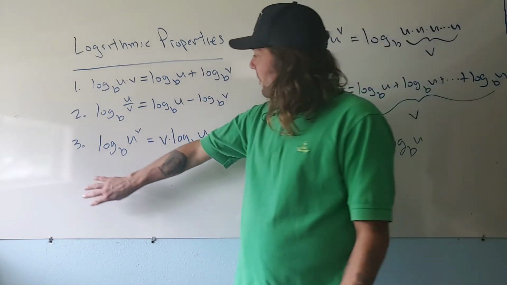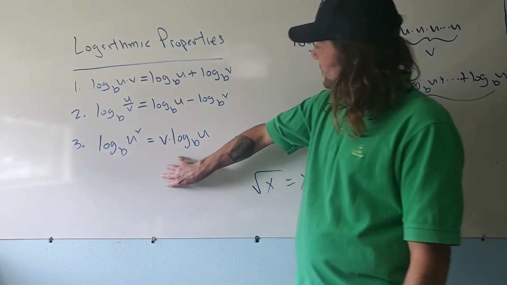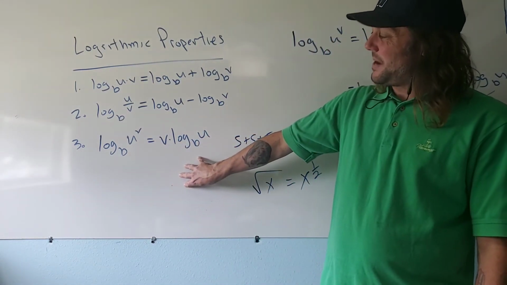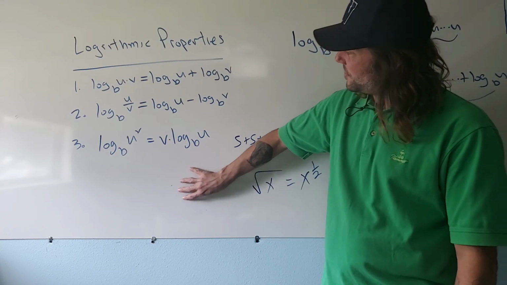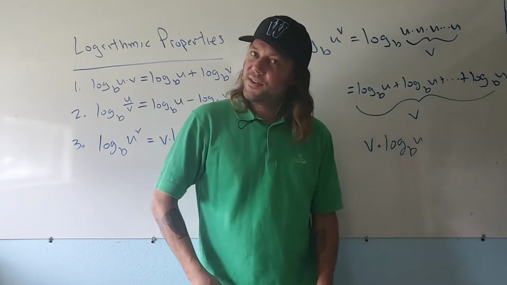Remember, going from the left side of the equation to the right side of the equation is called expanding. Going from the right side of the equation to the left side of the equation is called condensing.